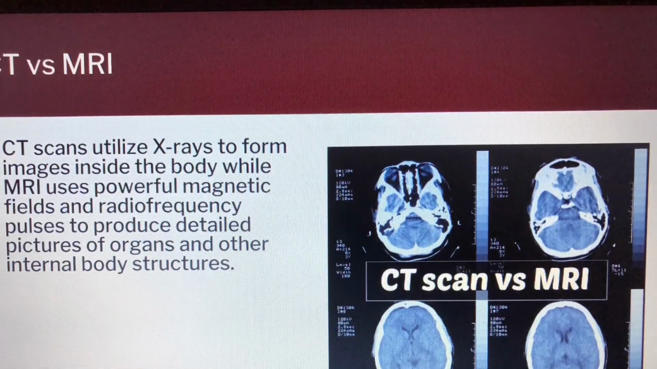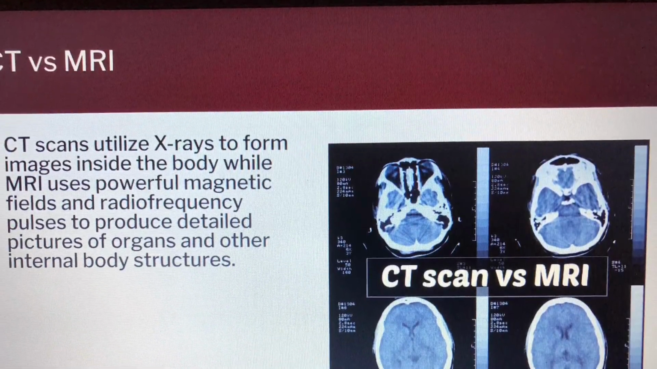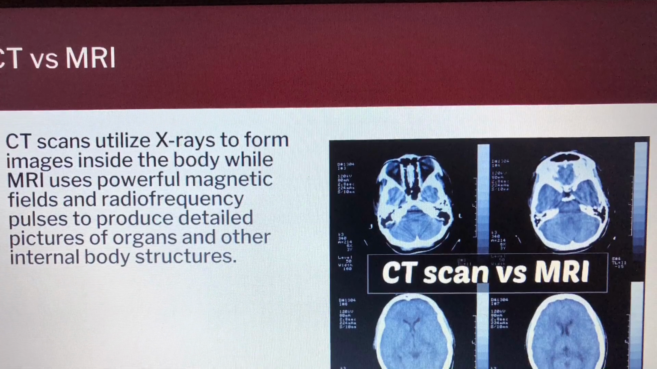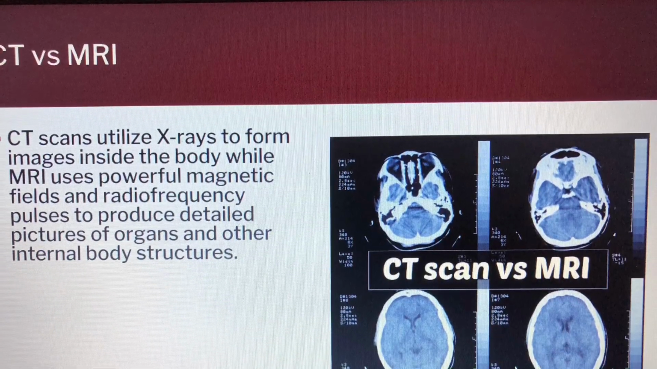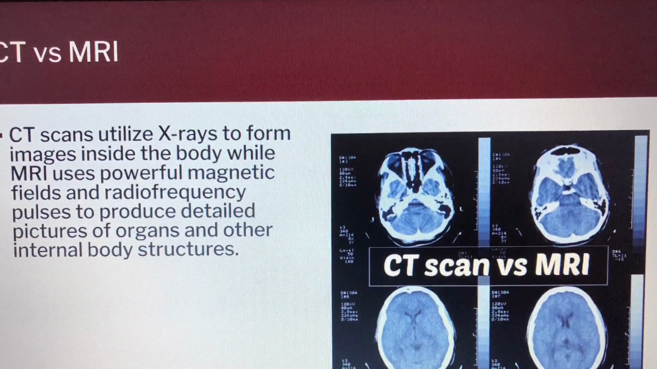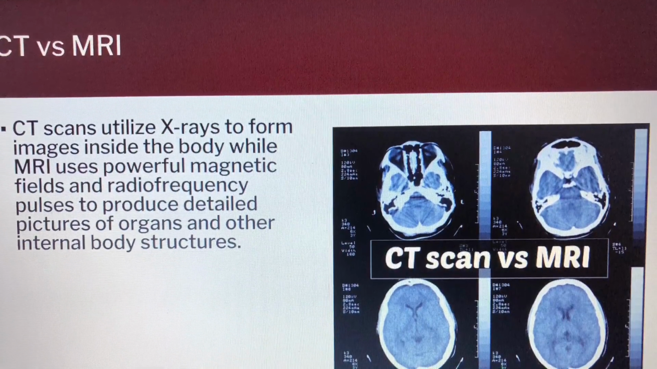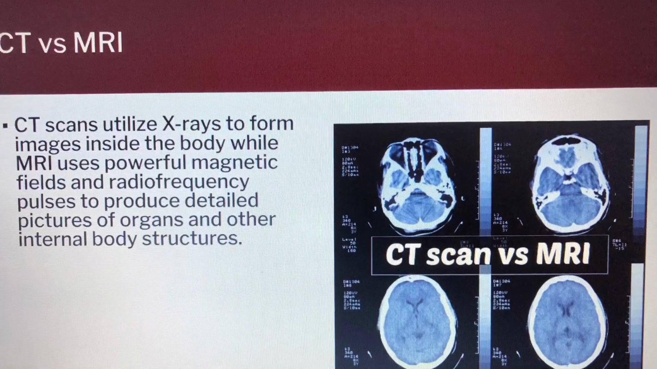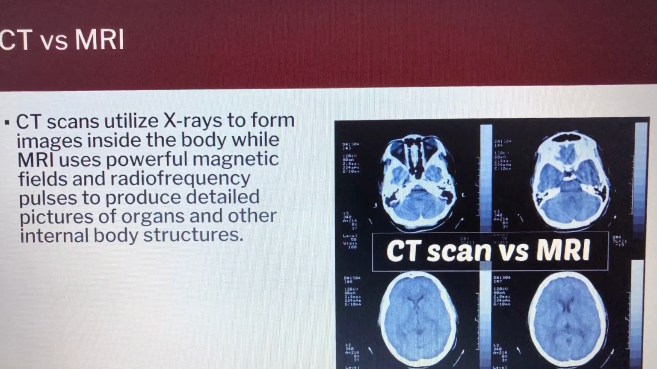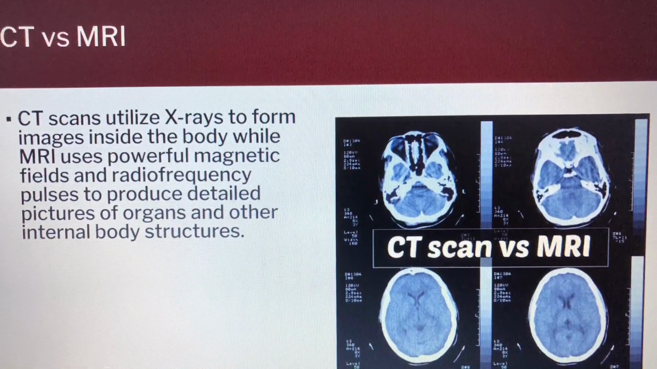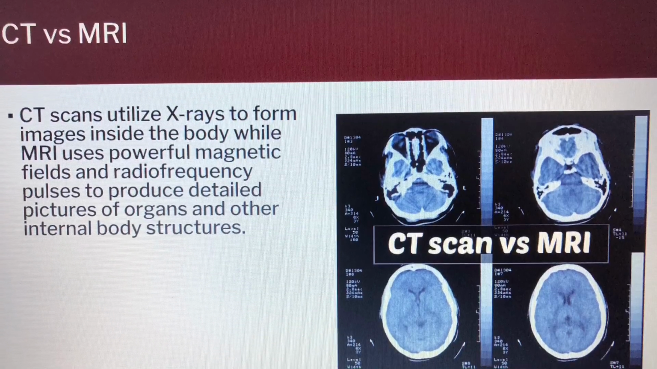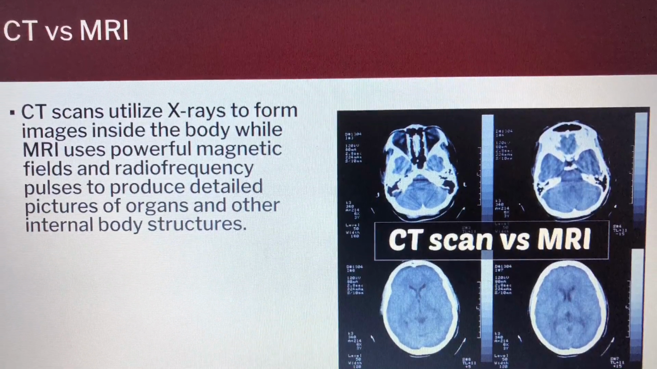CT versus MRI scanning. The image on the left is of an MRI scan, and the image on the right is of a CT scan. As you can see in the differences, the MRI has a more detailed, clearer image than the CT scan. The MRI shows more of the tissues and internal body organs, while the CT scan only shows the surface. The MRI would be more useful for finding deep tissue issues.